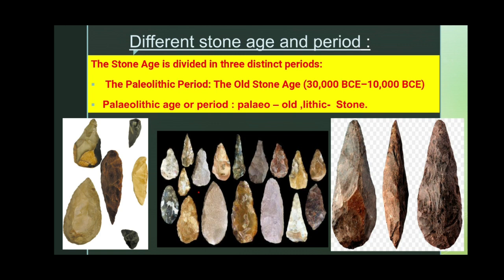The first, oldest, earliest period was the Paleolithic period, the old stone age, which was from 30,000 BCE to 10,000 BCE. The Paleolithic age is also known as the old stone age, and Paleolithic means: paleo means old and lithic means stone. So this was the oldest stone age, from 30,000 BCE to 10,000 BCE.